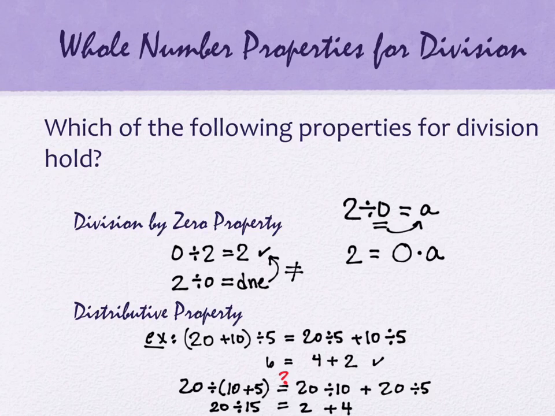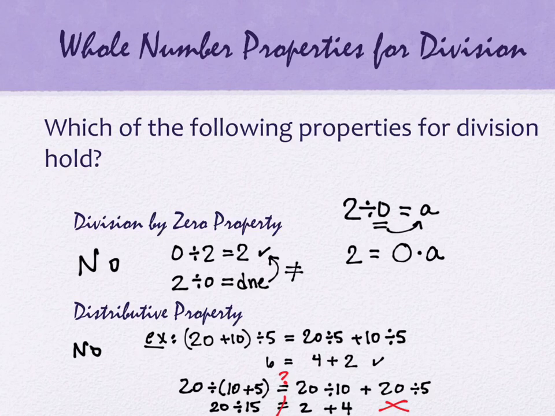Is the left-hand side equal to 6? No. 20 divided by 15 is a little bit more than 1, and it's not a whole number either. So this piece is not equal, which means that it fails here. So once again, the answer is no. It's just like subtraction. Everything fails. Okay, all of our properties fail to hold.